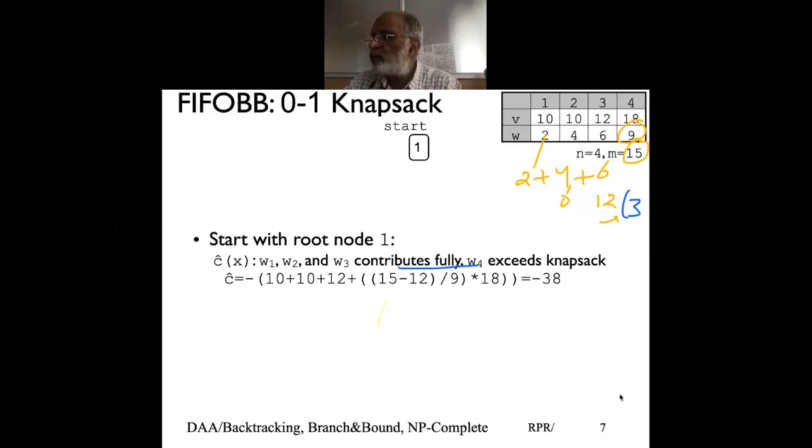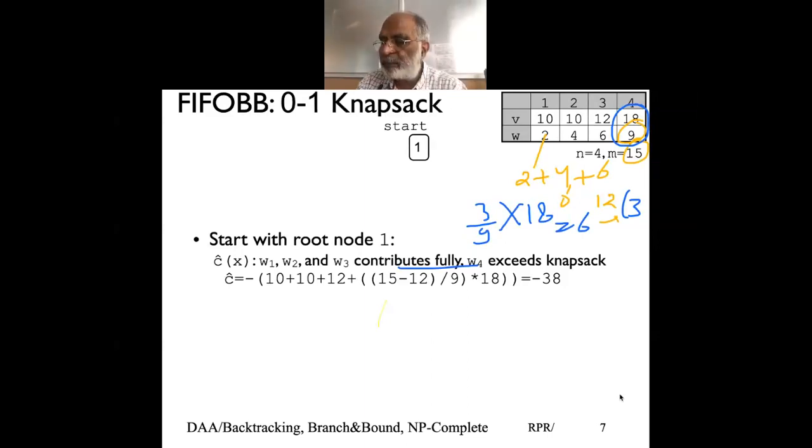If I include only up to 3, what is the value when I take 3? It will be 3 by 9 into 18, which is 6. So my estimated cost becomes 10 full, 10 full, 12 full, and 6 out of this. So it becomes 10 plus 10 plus 12 plus 6. This gives me 38, and so my value becomes minus 38.